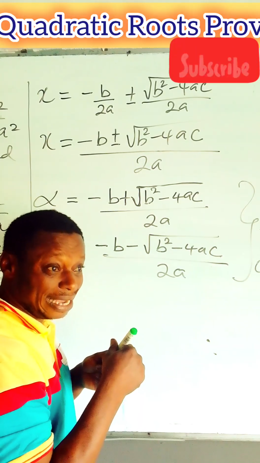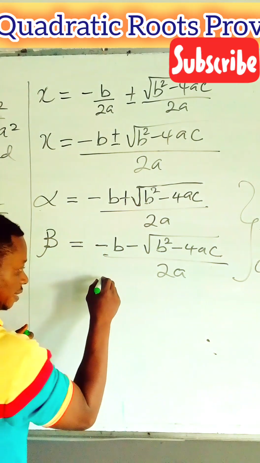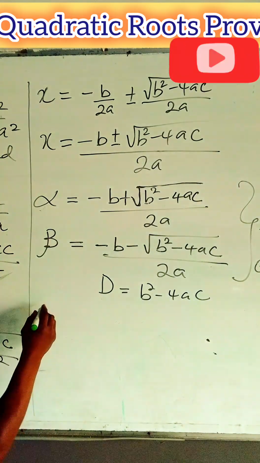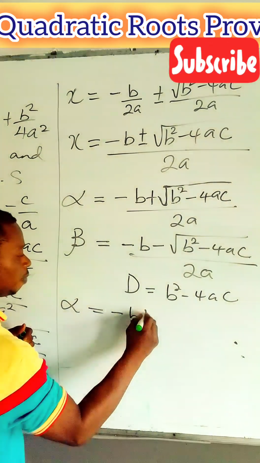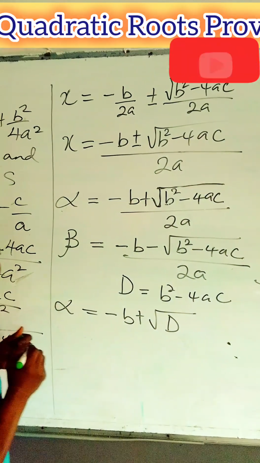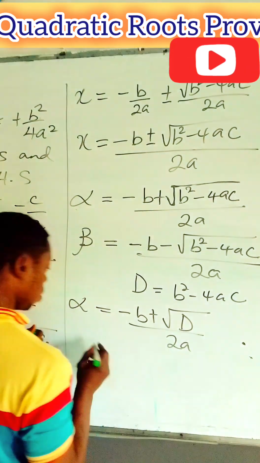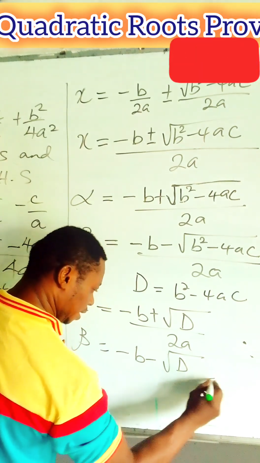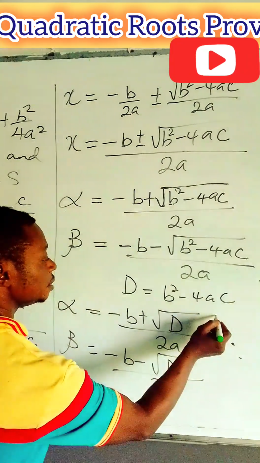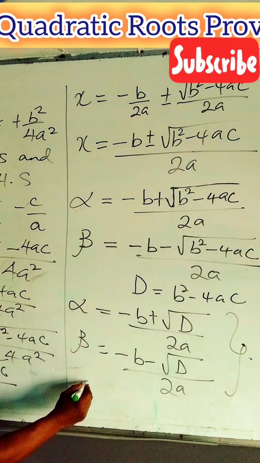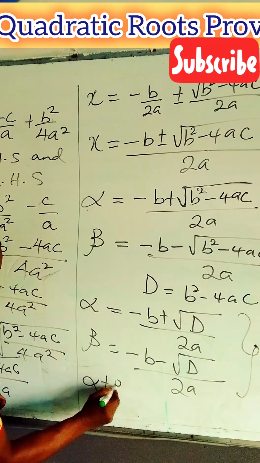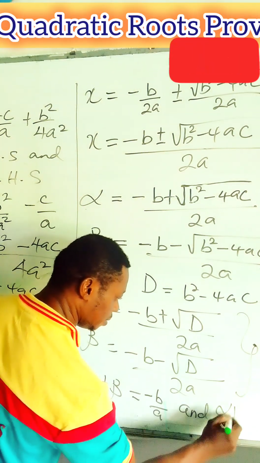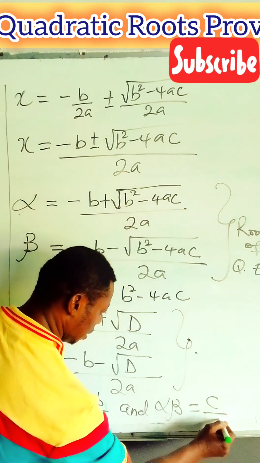We can call the radical a discriminant or an operator. So the discriminant, which is the operator, is given as b squared minus 4ac. Likewise, we can say alpha will become minus b plus root of the discriminant over 2a, and beta will be equal to minus b minus root of the discriminant, still over 2a. From here we can check and prove that alpha plus beta will be equal to minus b over a, and the product of the roots, alpha beta, will be given as c over a.